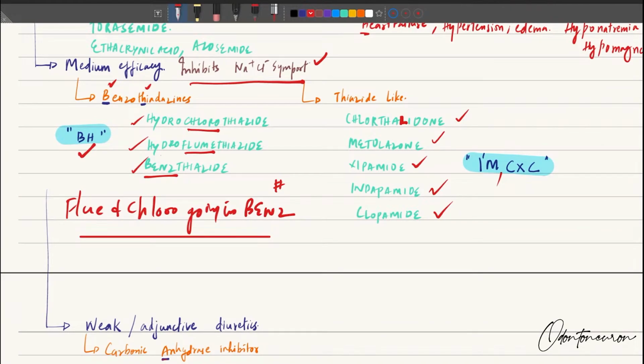Now, these medium efficacy drugs can be classified into two groups. One is benzothiadiazines and the other is thiazide-like. For the benzothiadiazines, our favorite mnemonic is: flu and chloro going in benz.